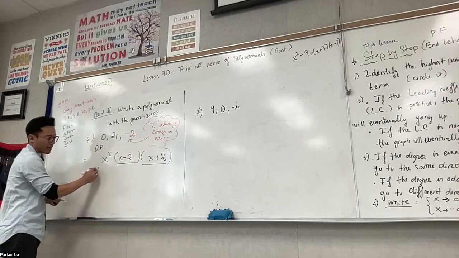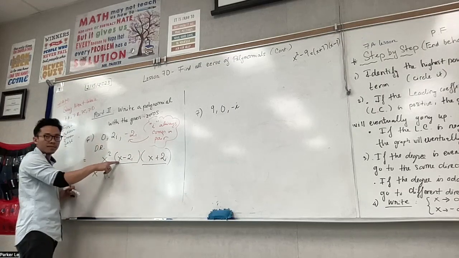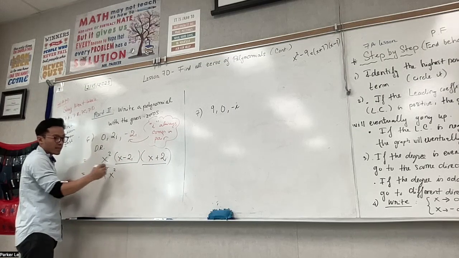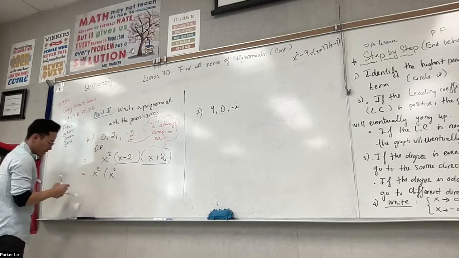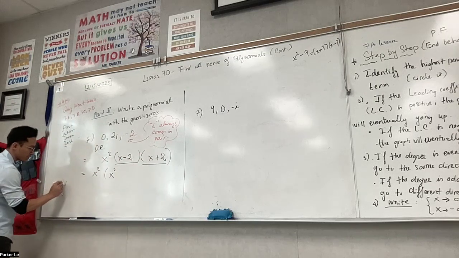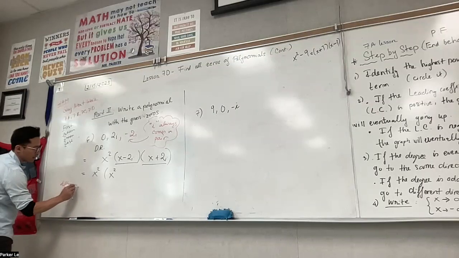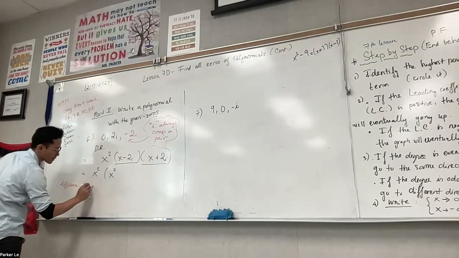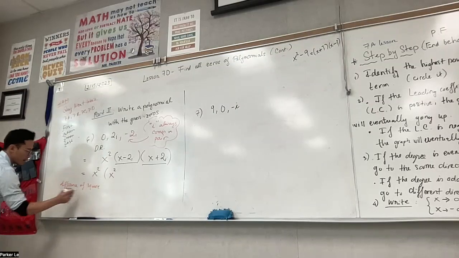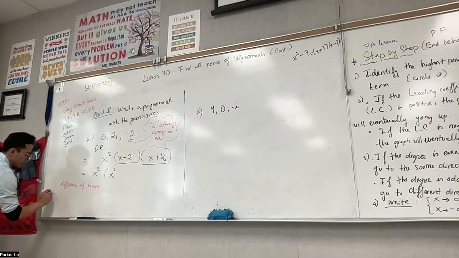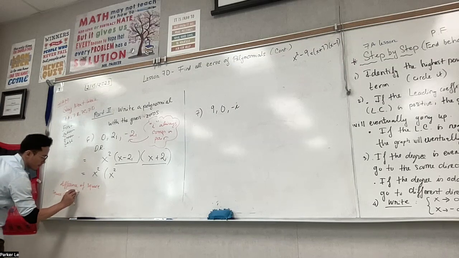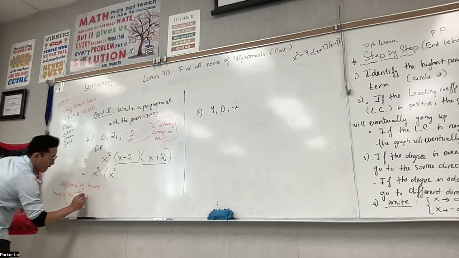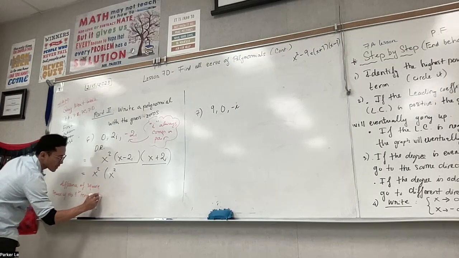Now, difference of squares. What is the first term? X. So x squared. Square of the first term minus square of the second term. Maybe I just need to write it down. So difference of squares: square of the first term minus square of the second term.